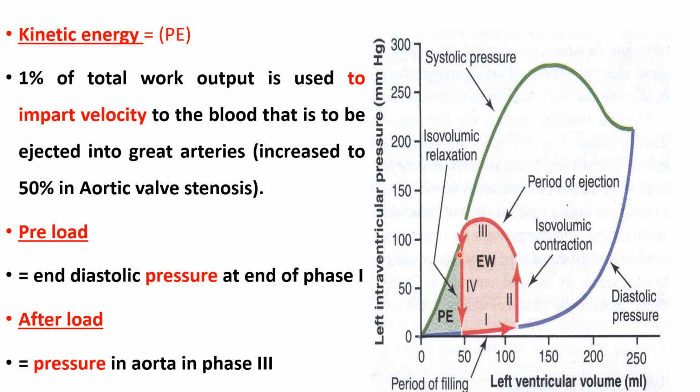If there is aortic stenosis, you will have to increase the pressure to eject blood from this narrow orifice, and this will cause an increase in the workload of the heart. If there is hypertension, the afterload pressure in the aorta is more, and you have to increase the force of contraction of the ventricle to pump blood into the aorta. So preload is the end diastolic pressure and afterload is the pressure in the aorta in phase 3.